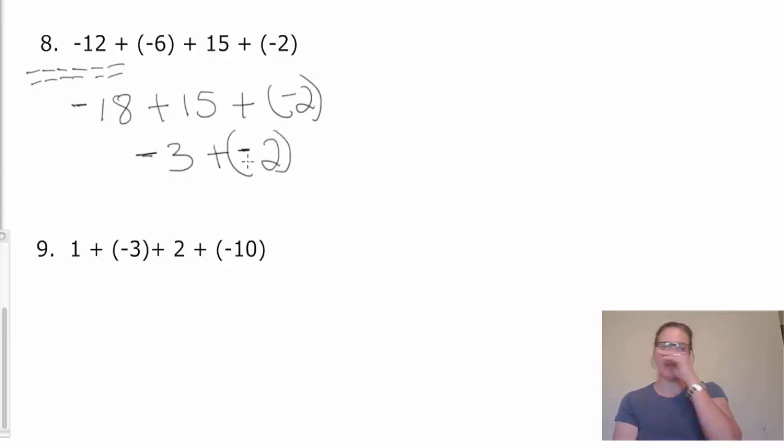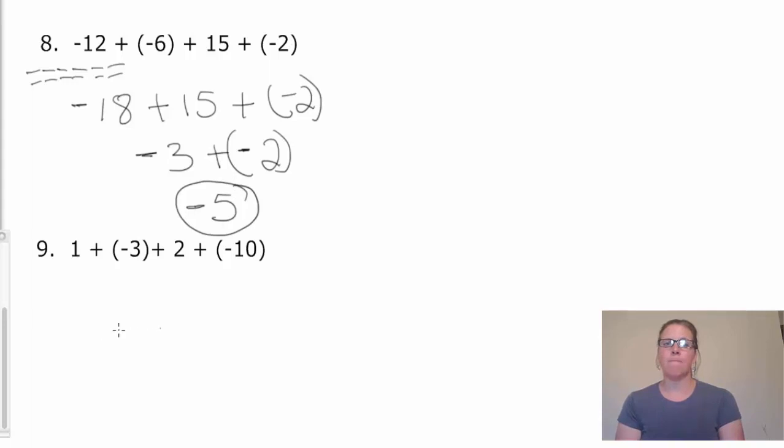Negative 3 plus a negative 2. Our signs are the same. We're at negative 3 on the number line. We add 2 more negatives, so now we're at negative 5 on the number line. That's your answer.